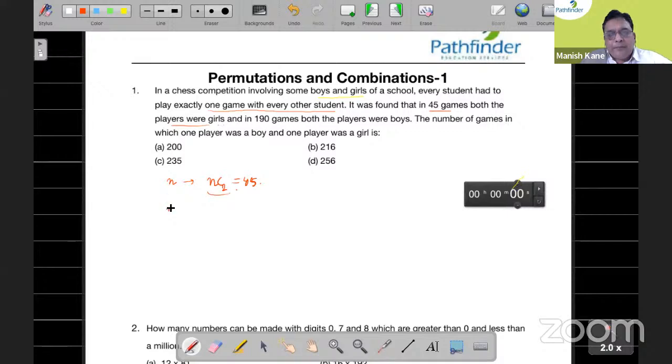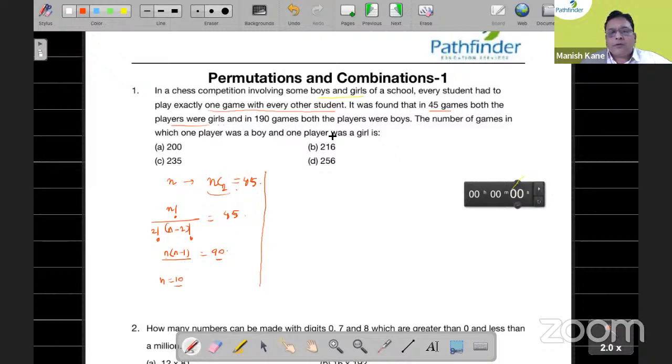So what do you get? N factorial upon 2 factorial into n minus 2 factorial must be equal to 45. And this cancels as n into n minus 1 upon 2 is equal to 45. So n into n minus 1 is equal to 90. You can simply see that n must be equal to 10. You can just fit in these values or solve the quadratic equation, but fitting the values as 10 and 9 is much easier here. So you know that now there are 10 girls.